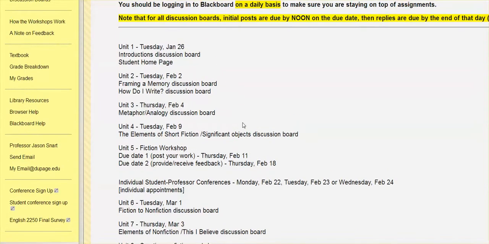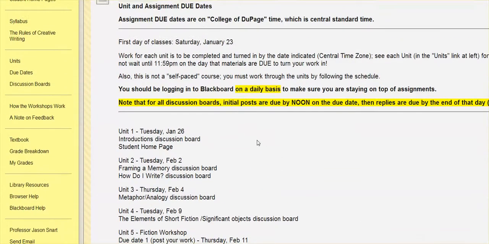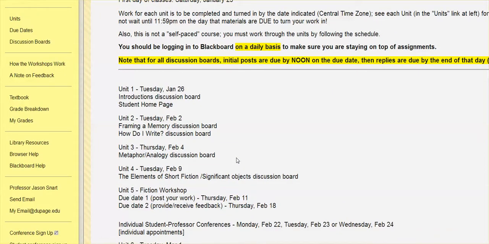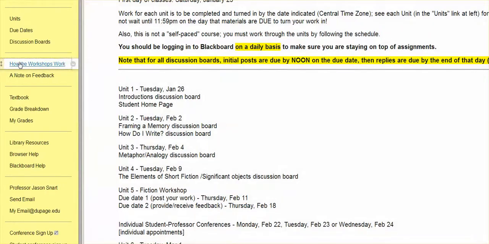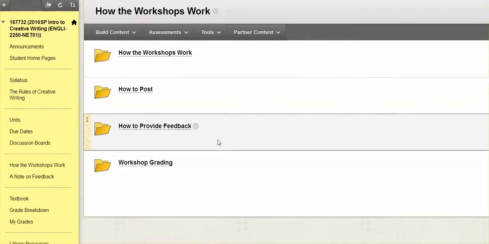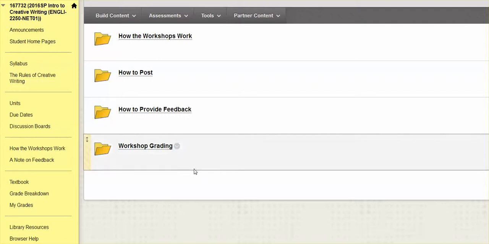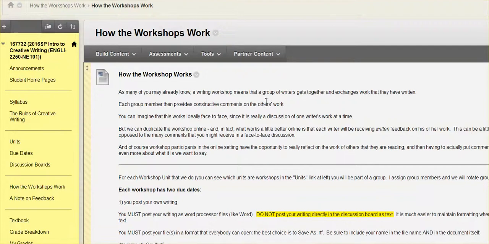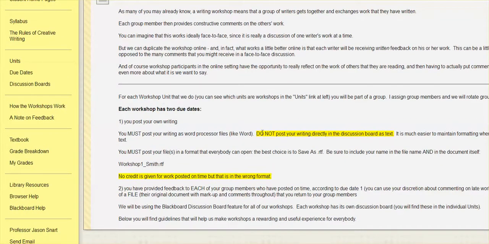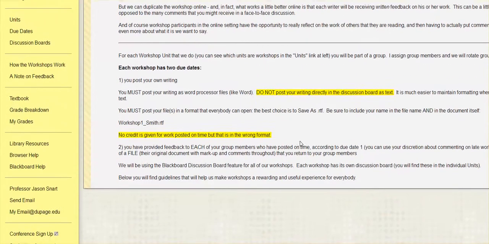So there's a couple of things that you want to think about or that I'll try to mention here. It's important to maybe review the rules of creative writing, just so you have those in the back of your mind. They're in many ways easy to conceptualize as abstract ideas, but then how do you actually put them into practice as you're working on your short story? You definitely want to look at a couple of pieces of our course that we haven't addressed yet, how the workshops work. So there's a description here of what I just described, the double due date system where you're posting your work, then you're providing feedback.